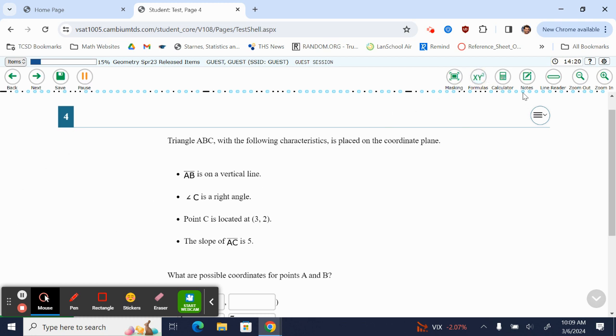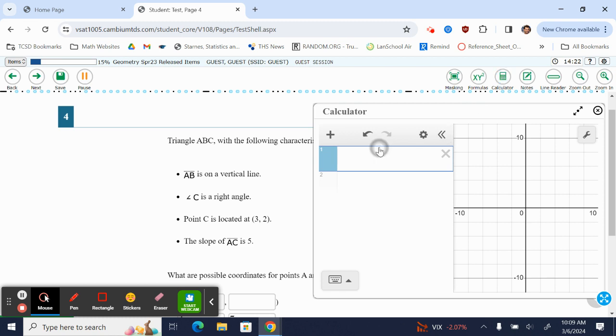Let's draw this picture as much as we can, right? So I'm going to bring up my calculator. I know that C is located at 3, 2. That is a given. Have at least one set of coordinates at 3, 2.